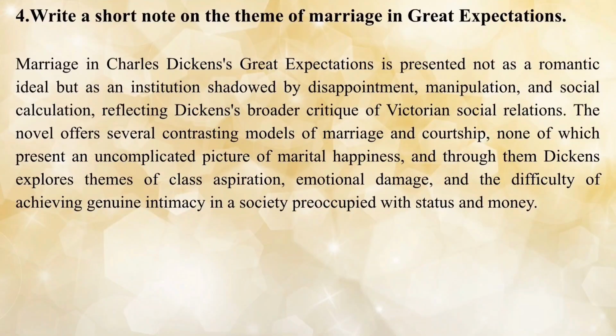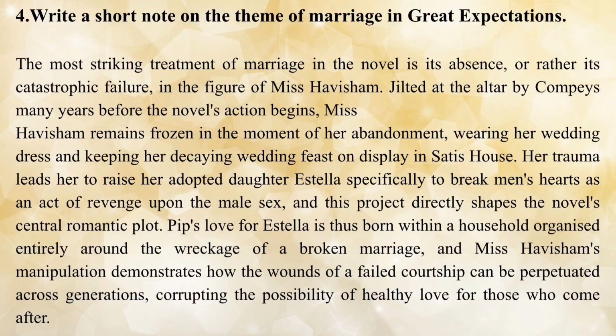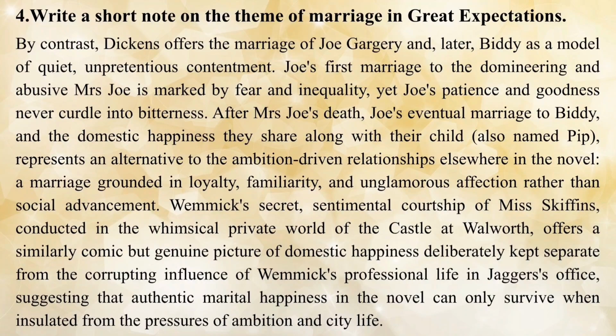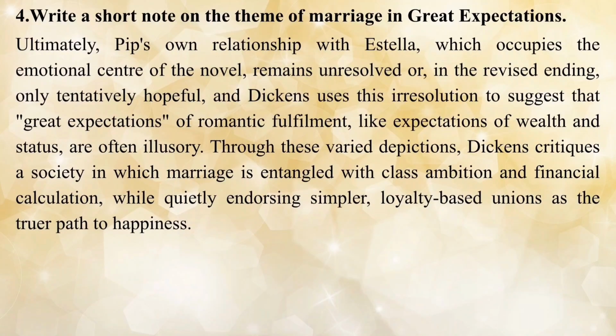Question number 4. Write a short note on the themes of marriage in Great Expectations. Dickens gives us several failed or compromised marriages: Miss Havisham's abandonment at the altar, Estella's loveless marriage to Drummle, and Mrs. Joe's domineering hold over Joe. In contrast, Joe and Biddy and Wemmick and Miss Skiffins represent quiet, genuine domestic happiness. The larger point: marriage in this novel is corrupted by ambition and class, while simple loyalty is what actually works.